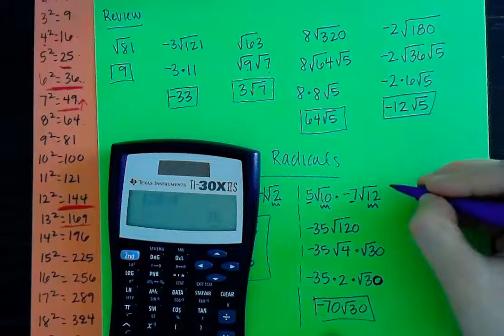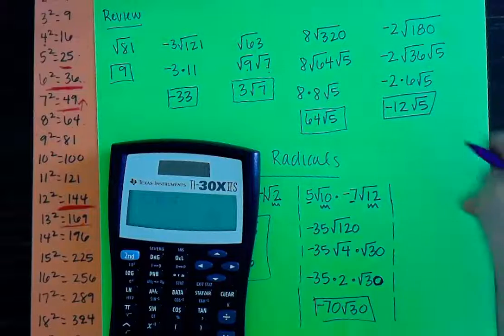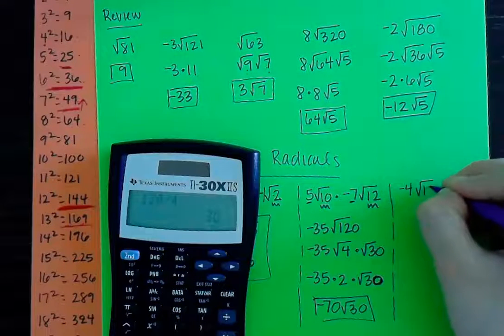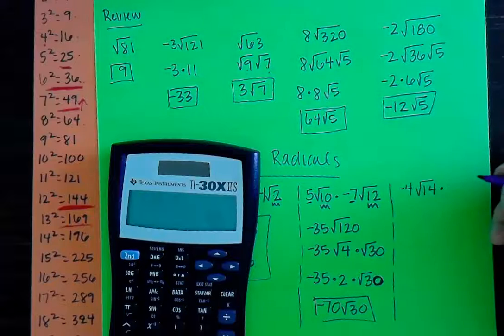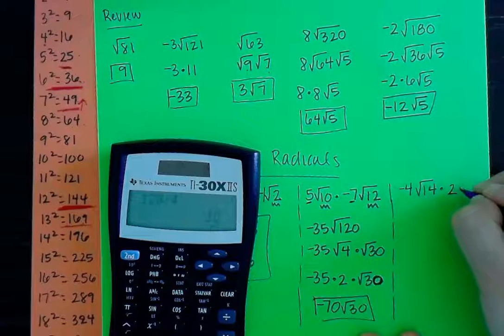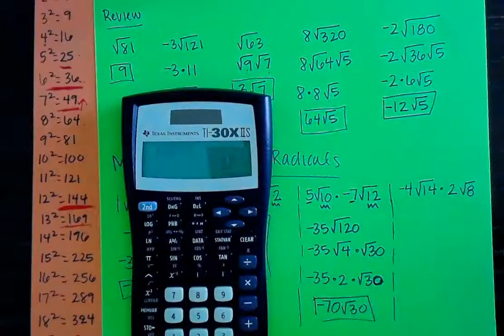Okay, let's do one more for good luck. I encourage you to maybe start this one, pause the video, and then see how you do. That might be a good idea. But we're going to have negative 4 times the square root of 14 times 2 square roots of 8. Yeah, why don't you try this one on your own? See how it goes, and then we can compare.